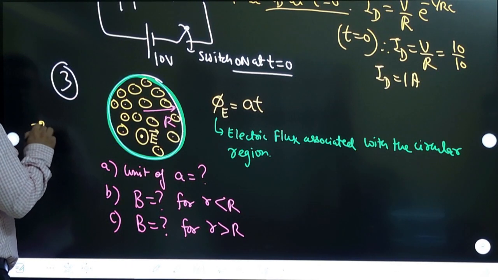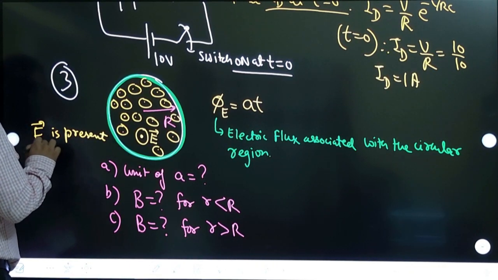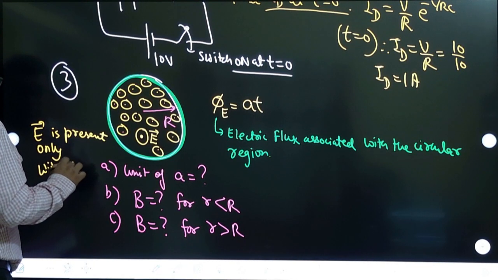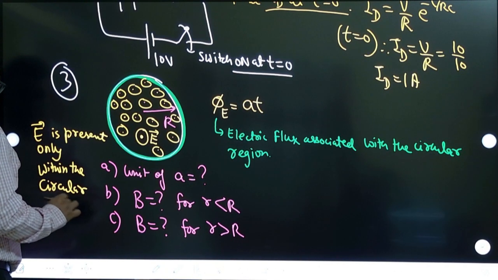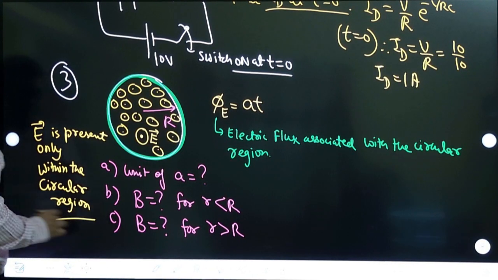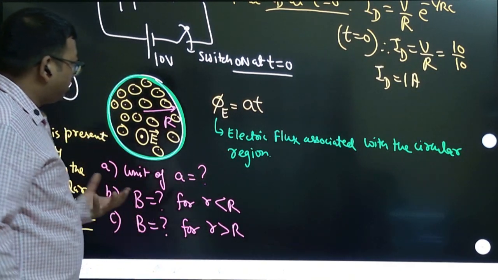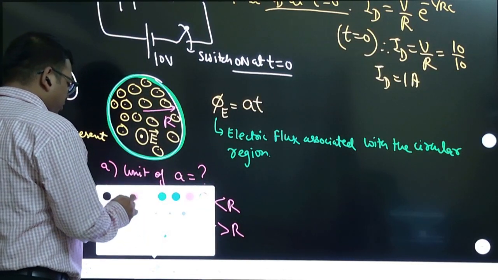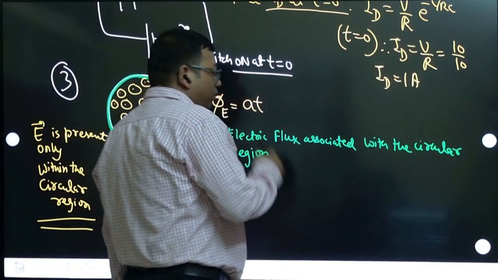Electric field is present only within the circular region. Okay, let us take this assumption and solve this question. First of all, the first part: they are asking for A. In this question, you calculate A first.